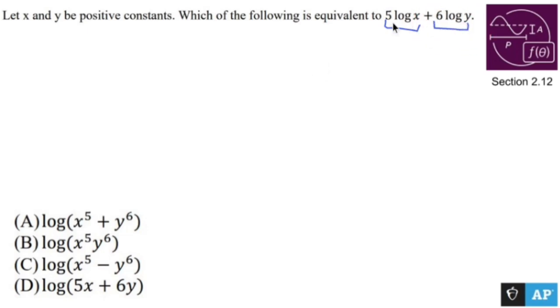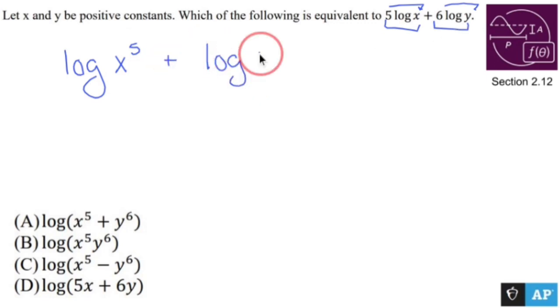First things first, if you have a number in front of a log, you're allowed to take that number and make it the exponent of the stuff inside the log. In other words, 5 log x is the same as log of x to the fifth. What's my base? I don't have one. I'll say 10. Plus 6 log y is now log of y to the sixth.